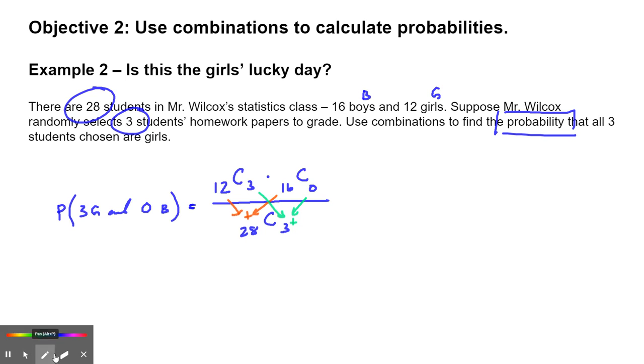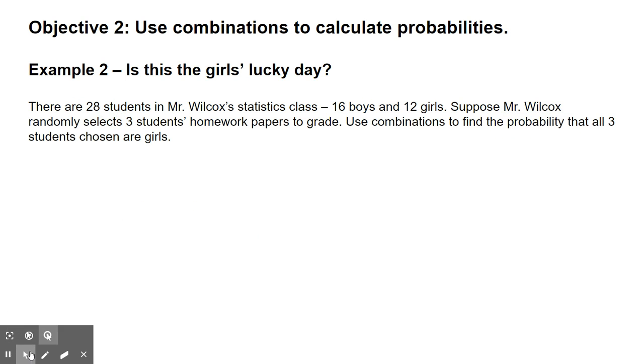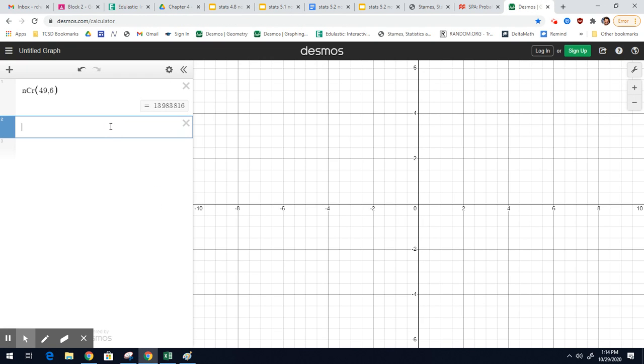Okay, so we go to Desmos Graphing Calculator. So I'm going to start off by putting a fraction bar. So now I have a top and a bottom. So on top, I want to do nCr 12, 3 times nCr 16, 0. And I want to divide that by nCr 28, 3. And there you go. That is going to be our probability.